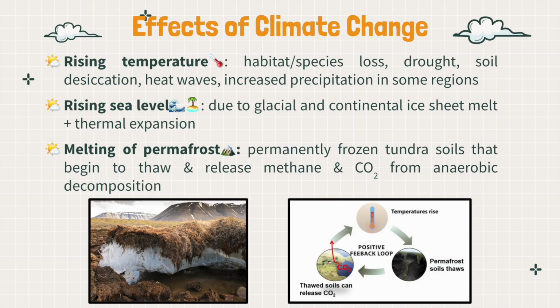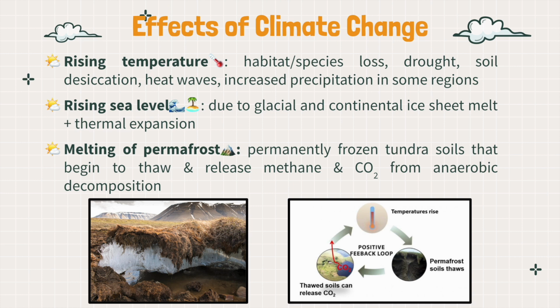When we're talking effects of climate change, this is anthropogenic. Those ebbs and flows with the change in temperature, mostly for the natural climate change, happen over a very, very long period of time. But we have seen since the Industrial Revolution a rapid increase in overall temperature of the Earth. These slides are going to talk about the effects of climate change relating to anthropogenic climate change. Rising temperature can lead to habitat or species loss, drought, soil desiccation, heat waves, and increased precipitation in some regions.